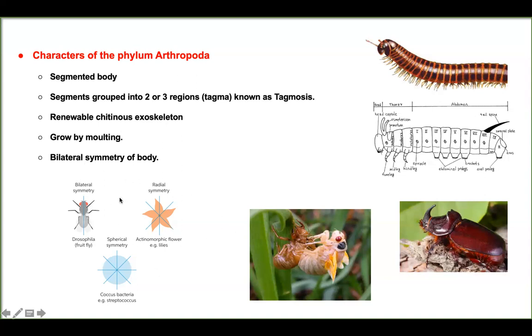Here you can see different kinds of symmetry. This is called bilateral symmetry: if you cut from the middle, it will divide into equal parts. And this is radial symmetry; a starfish has radial symmetry. And then spherical symmetry, where you can cut from any angle and it will give equal parts. Insects have bilateral symmetry.